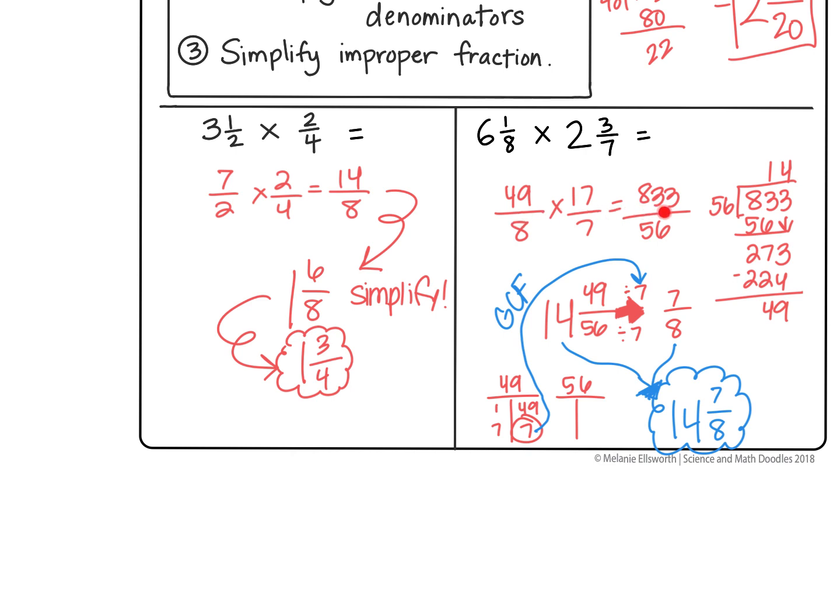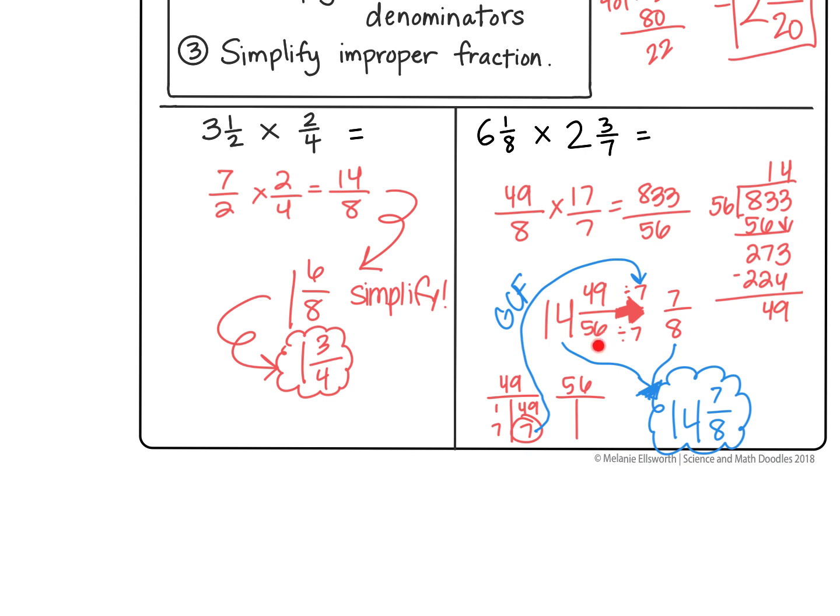So 49 times 17 is 833. And 8 times 7 is 56. Because it's improper and like super improper, that number is huge. I've got to divide it to figure out what my mixed number would be. So 833 divided by 56 is 14. My remainder is 49. That becomes my numerator, and the denominator is still 56.